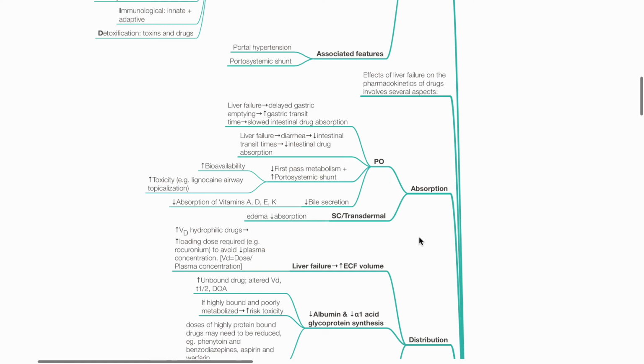There is reduced first-pass metabolism and increased portal systemic shunt, which results in increased bioavailability and toxicity of drugs. Reduced bile secretion reduces absorption of vitamins A, D, E, K. Liver failure-induced edema reduces absorption via subcutaneous or transdermal route by increasing diffusion distance.